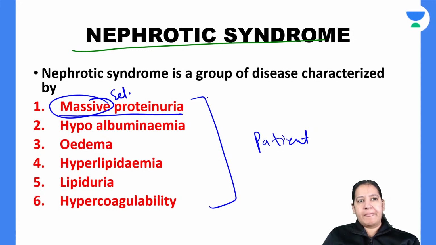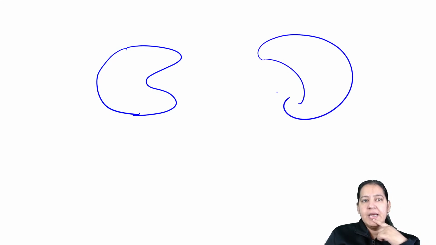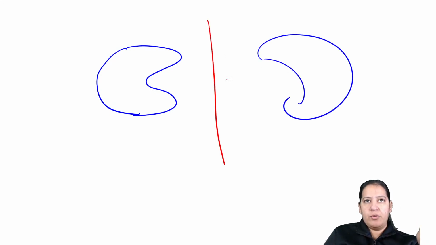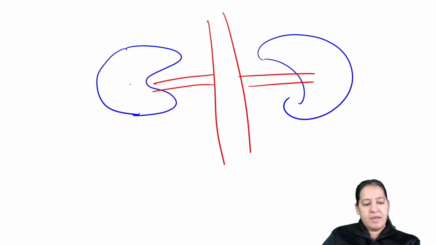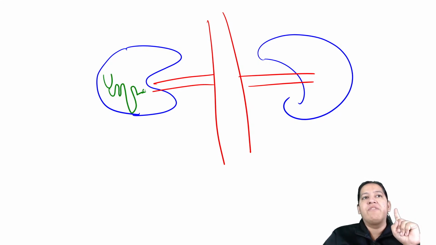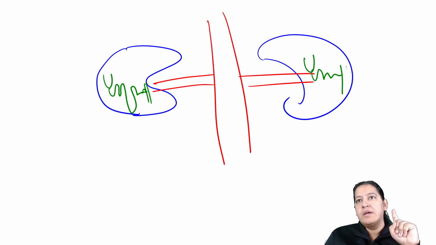So, how should I explain this to you? Let me draw 2 kidneys. This is kidney. This is kidney. This is aorta. This is renal artery. From renal artery, inside the kidney, this is a nephron. Let me draw only one nephron. There are 1 million nephrons. Let me draw only one. One nephron here and one nephron here.